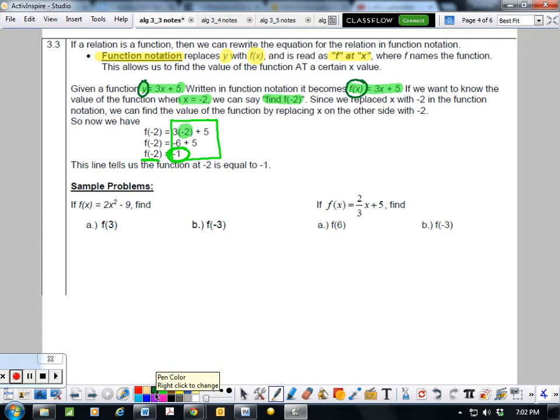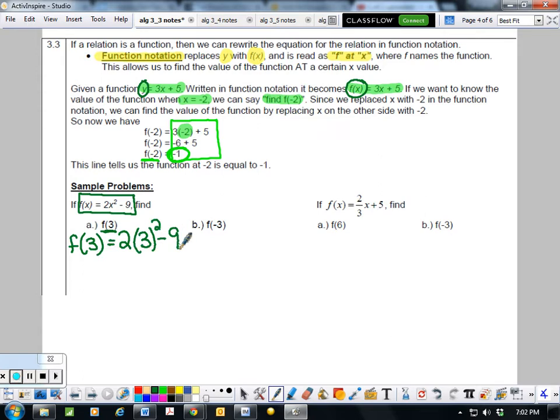So we're going to try some sample problems. Our first one is f of x equals 2x squared minus 9. So if I want to find f at 3, I'm going to plug in 3 wherever there's an x. So this is going to be 2, and at the x point, I'm going to put 3. And then I'm going to simplify that.